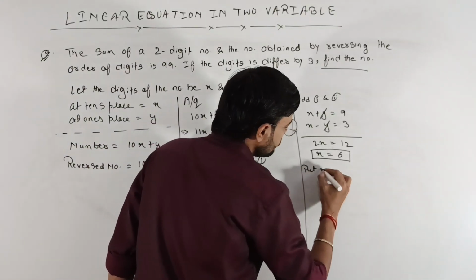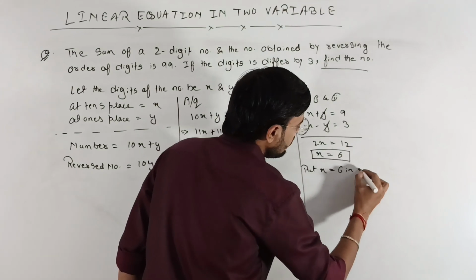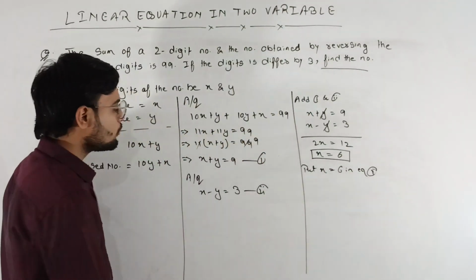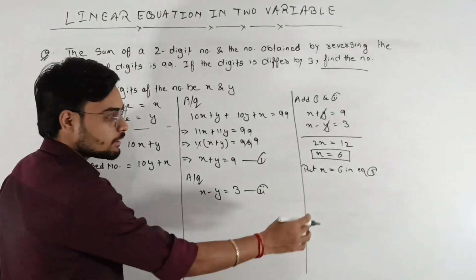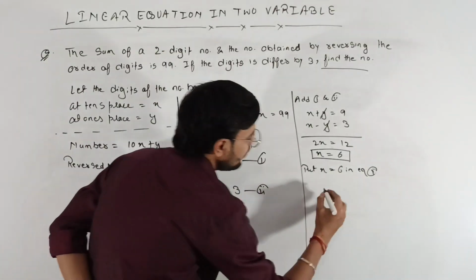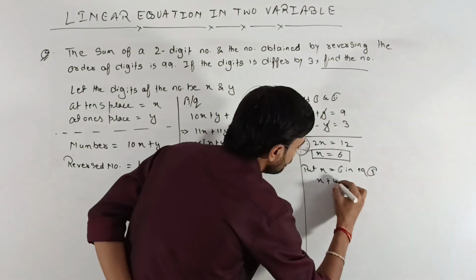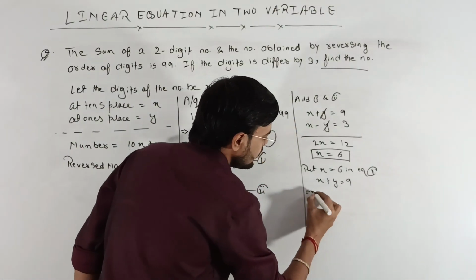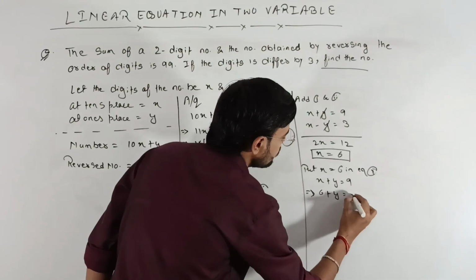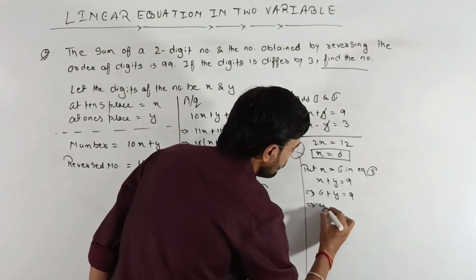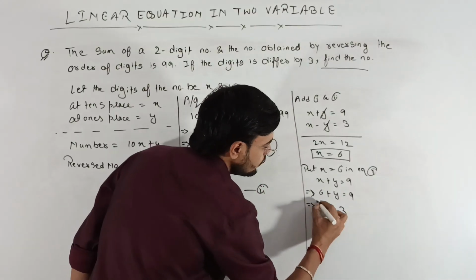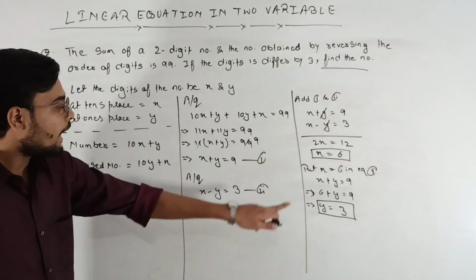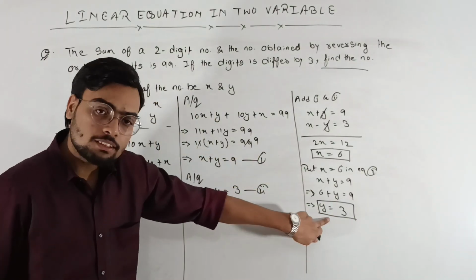Now put x is equal to 6 in equation first. You can also put it in equation second. First is x plus y is equal to 9. Now put 6 in place of x. 6 plus y is equal to 9. Then from here y is equal to 9 minus 6, which is 3. Okay. Y is 3. Now look, I have x is 6 and y is 3.